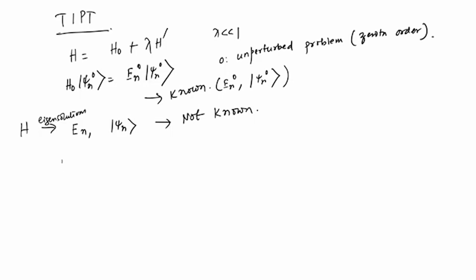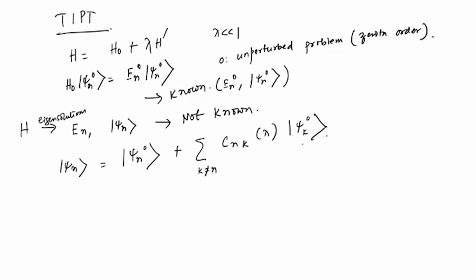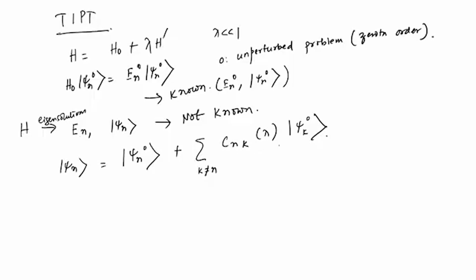So, what we do is the following: the one that we do not know, we write as the one that we know, plus some unknown coefficients, where k is not equal to n, C n k, which is a function of lambda, times psi k 0. Okay. So, whenever you see a 0, you understand that 0 corresponds to the unperturbed problem or the 0th order problem. Okay. And C n k is basically the coefficients that are unknown, and C n k is a polynomial in lambda.